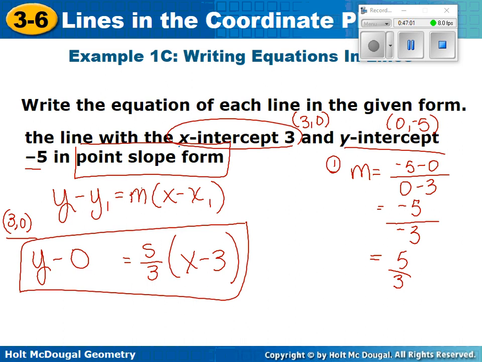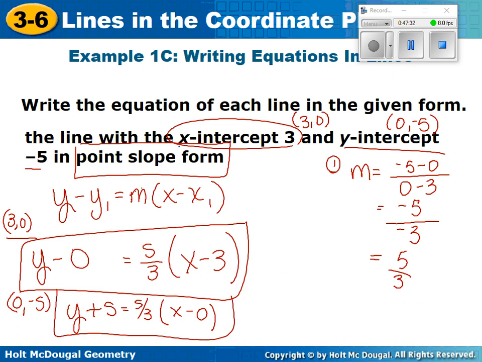If we use the other one, I'm going to go ahead and write it just so you'll have it in your notes. 0, -5. What would my equation be? Make sure you're with everybody else. Why did they put y plus? Minus a negative. And then x minus the x is 0. Either one of these are solutions. You don't have to put them both. Pick one. Questions so far?